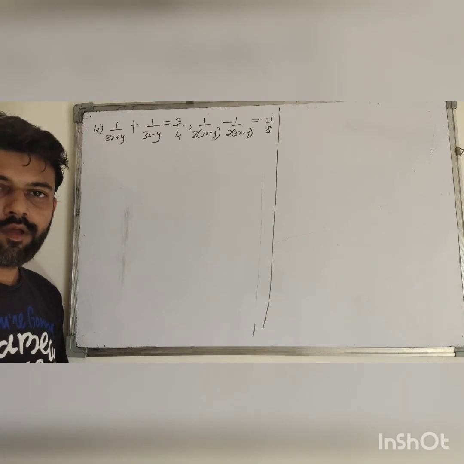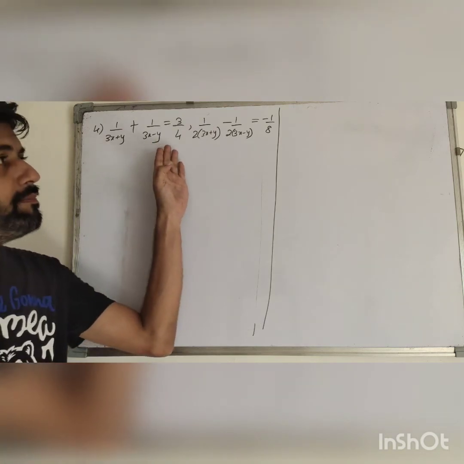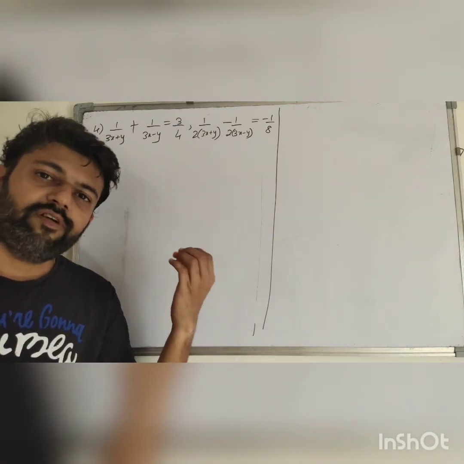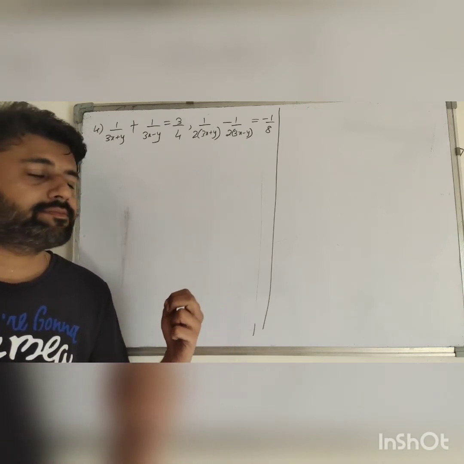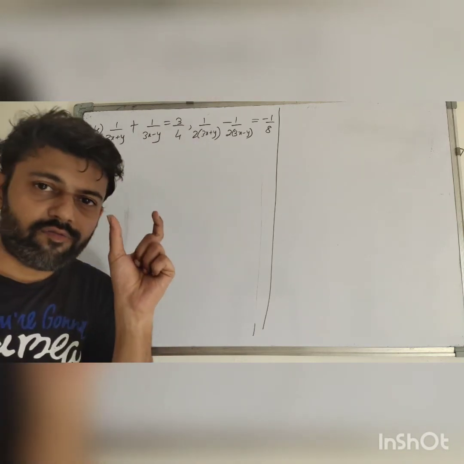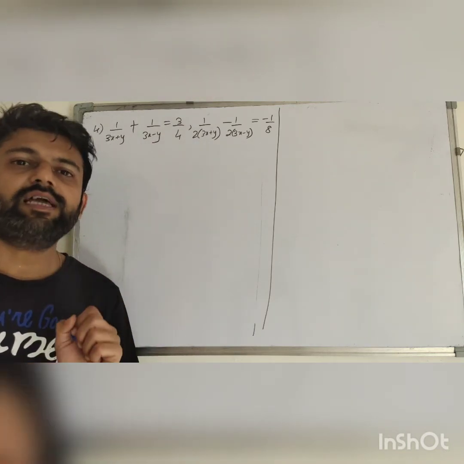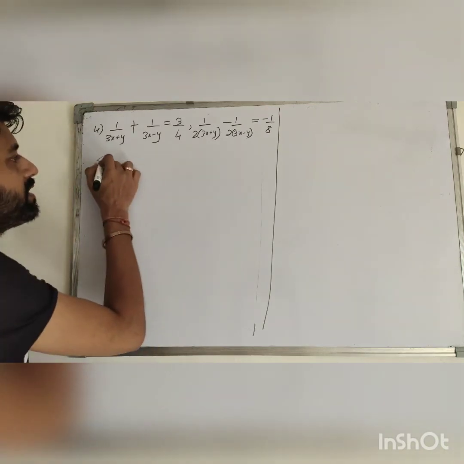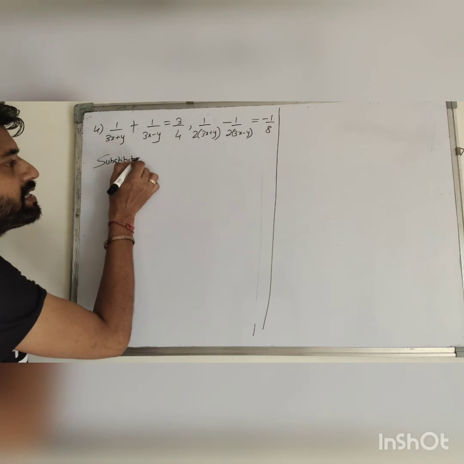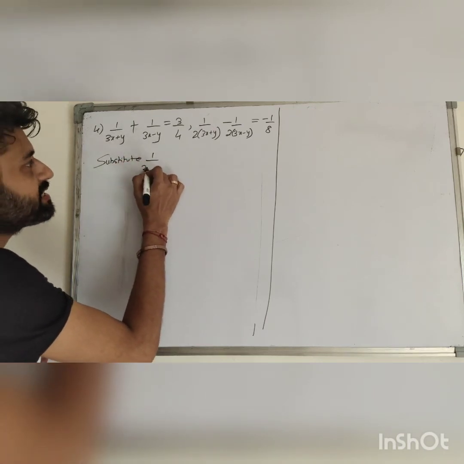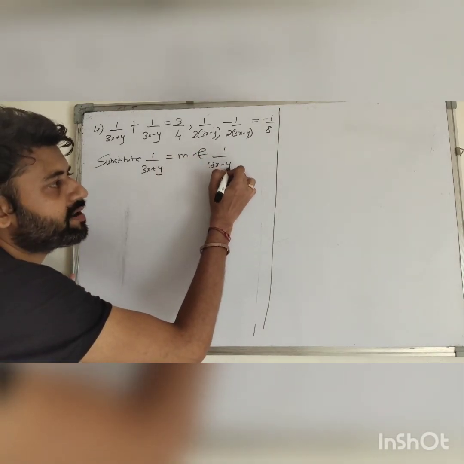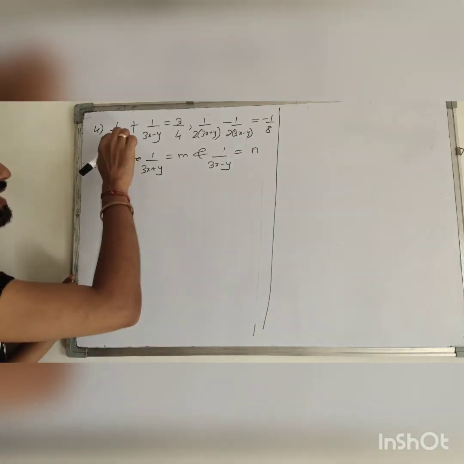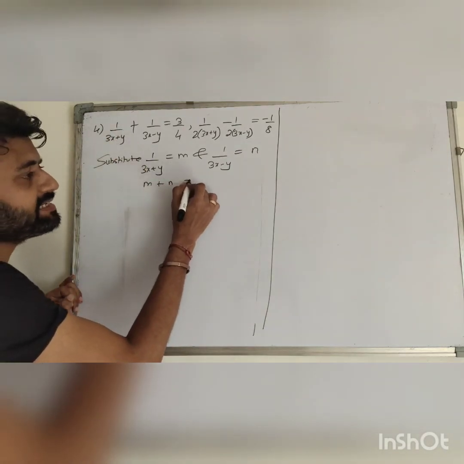The fourth sum of practice set 1.4. Remember once again, if the variables are in the denominator, substitute, resubstitute is the category. Also, when you find one expression, one term more than one time, you have to always think of the word substitute. Here I substitute 1 upon 3x plus y is equal to m and 1 upon 3x minus y is equal to n. So I get here m plus n is equal to 3 upon 4.